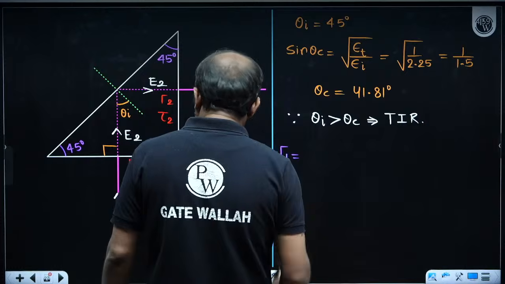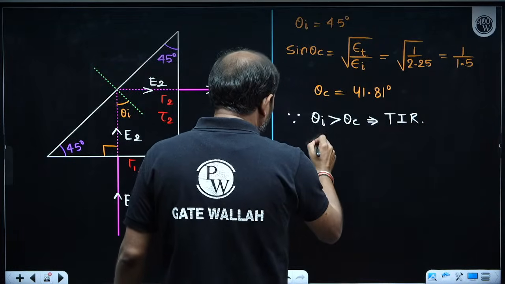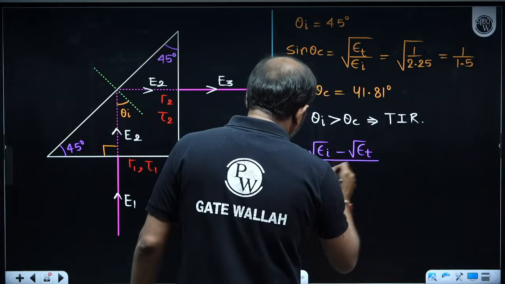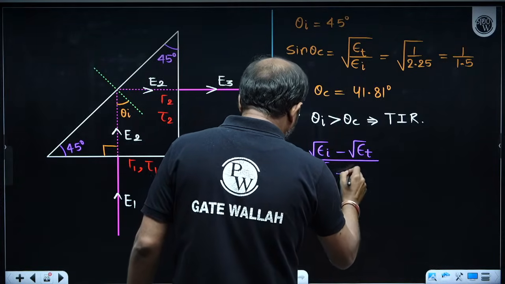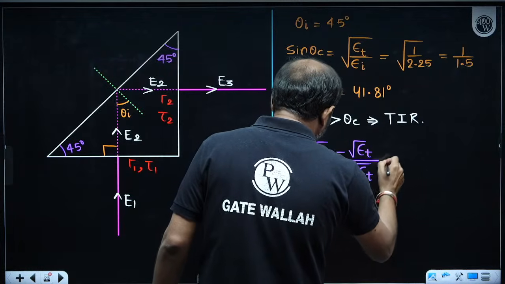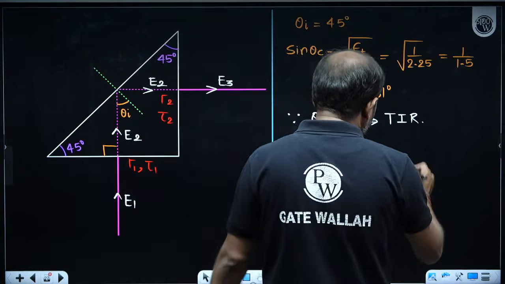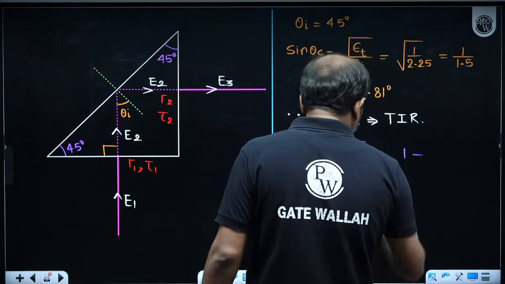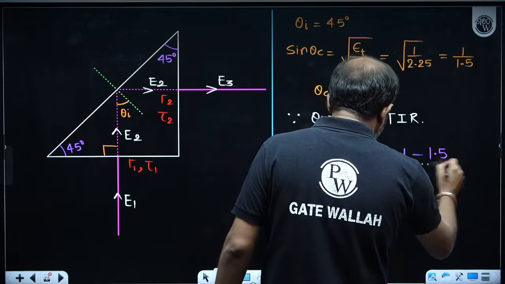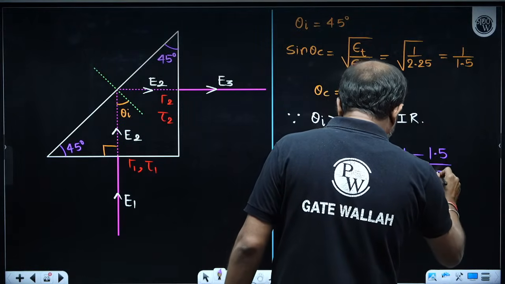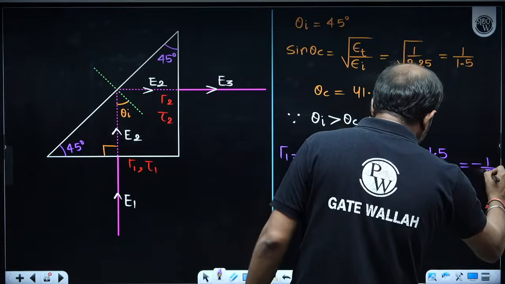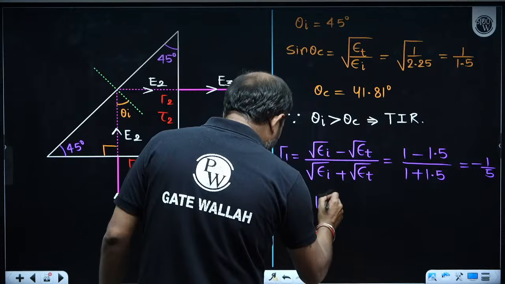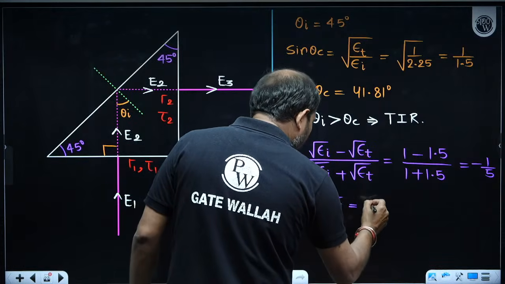Gamma 1 is equal to under root epsilon I minus under root epsilon divided by under root epsilon I plus under root epsilon. Epsilon I is how much? Incident is air, 1. Then we have a prism, under root 2.25, 1.5. So it will be minus 1 by 5. Tau 1 is equal to 1 plus gamma 1, so it will be 4 by 5.